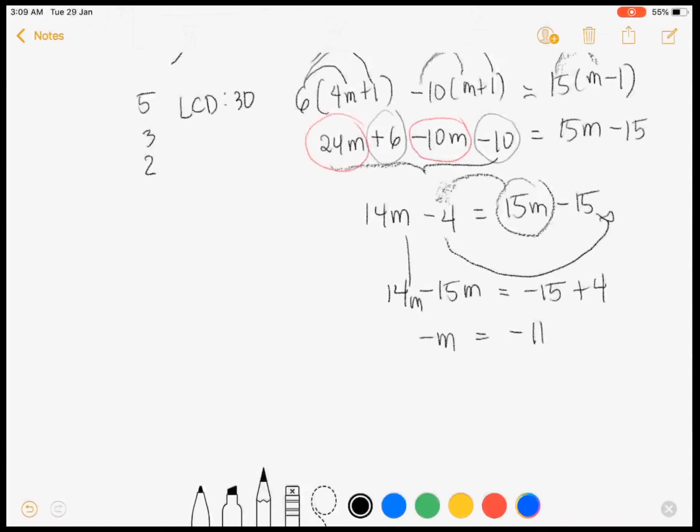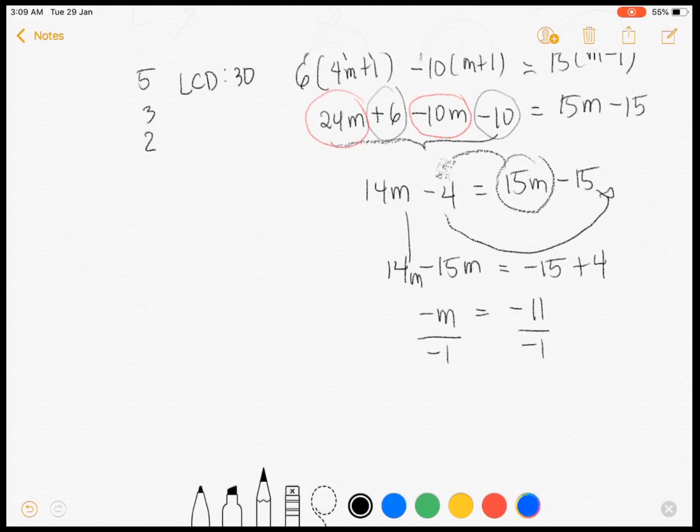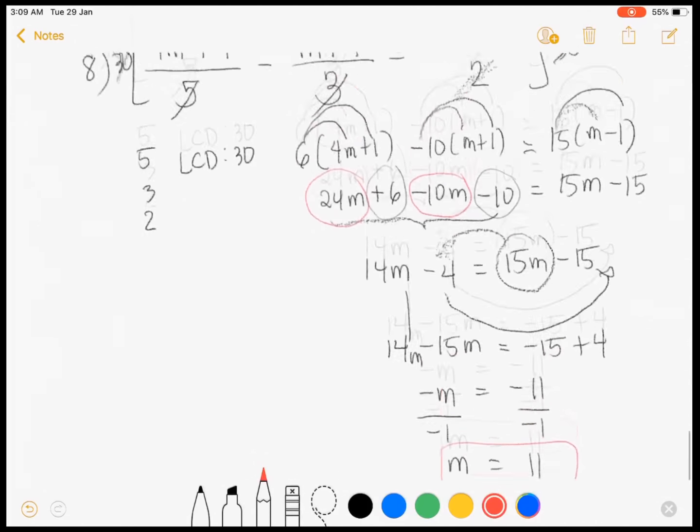Now, notice may negative yung m. So, ayaw nating may negative kasi gusto natin positive m, di ba? Pwede nating i-divide both sides by negative 1. Or we can also multiply both sides by negative 1. So, pwede naman divide. So, divide na lang tayo. So, negative m divided by negative 1 is positive m is now equal to negative 11 over negative 1 is positive 11. So, therefore, m is equal to 11.